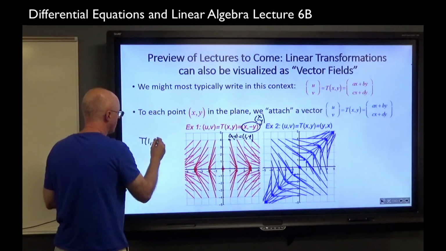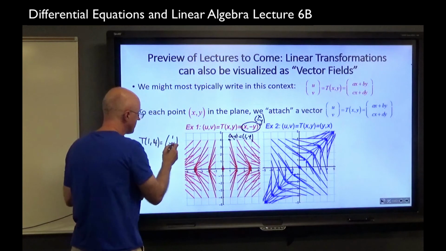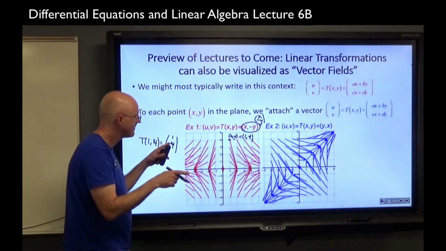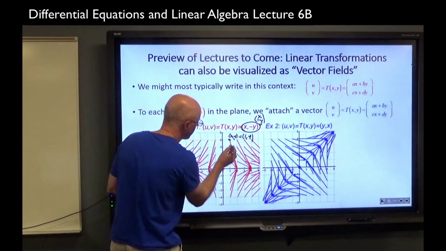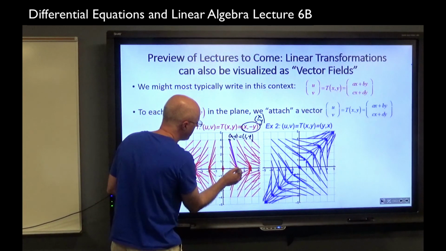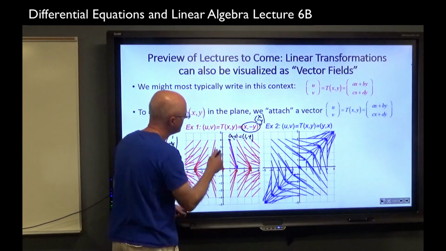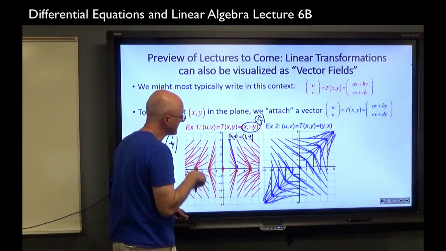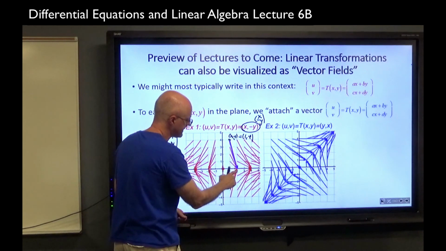T of 1, 4 will be the vector 1, negative 4: horizontal component of 1, vertical component of negative 4, which is what you see when you look at this arrow right here. Horizontal displacement, 1 unit, from 1 to 2, first coordinate of this point to first coordinate of that point. Vertical displacement of negative 4, from 4 down to 0, the second coordinate of this point.